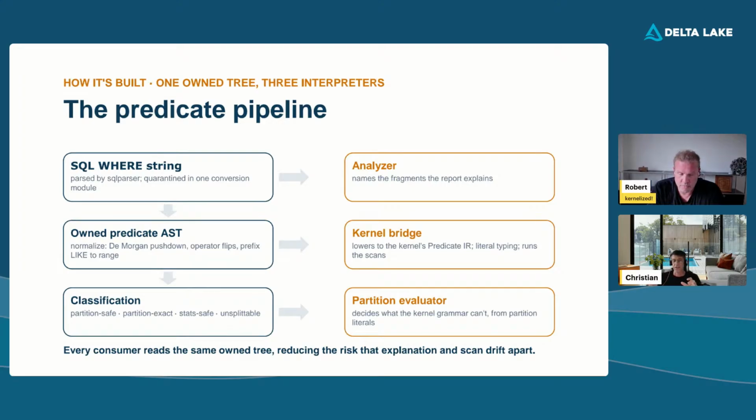There's an analyzer which uses this information for given things. Then there's also the kernel bridge. This is the library, the part of the software which takes care of the communication with delta-kernel-rs, and you see that this AST is translated into a predicate intermediate representation of delta-rs. And then there's also a last interpreter, another last consumer of this AST, which is a partition evaluator that decides what can be done, what cannot be done, because obviously there are limits in the tool.